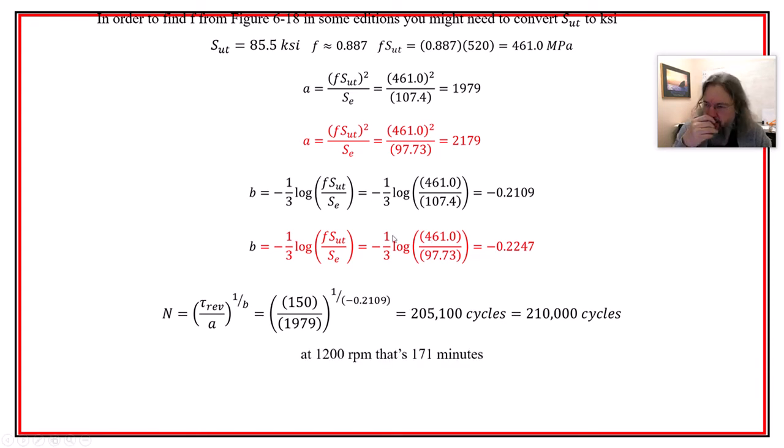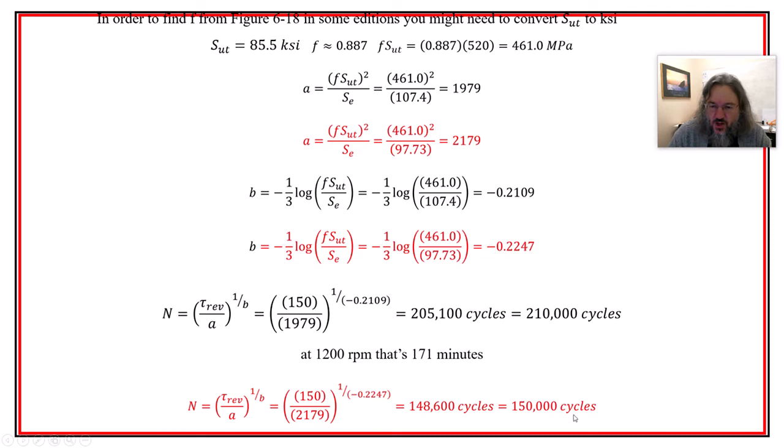Just as an example, out of curiosity, for the number of cycles, I picked 1200 RPM. Why? It just seemed like a good value to use. It's kind of a standard rotating speed, in the middle in terms of motors. A typical fast motor is 3600 or right around there. It's actually a little lower because of slippage, like 3470 comes to my mind, I think. Anyway, I picked 171 minutes, because that makes a lot more sense to me, to think about time instead of cycles.